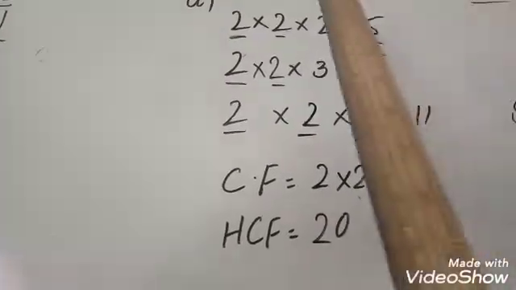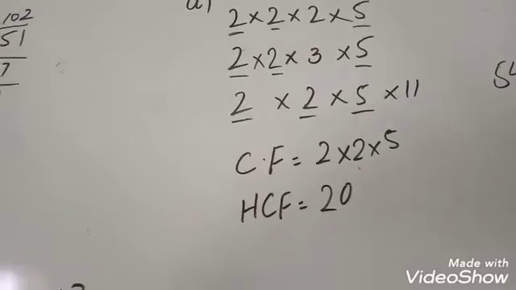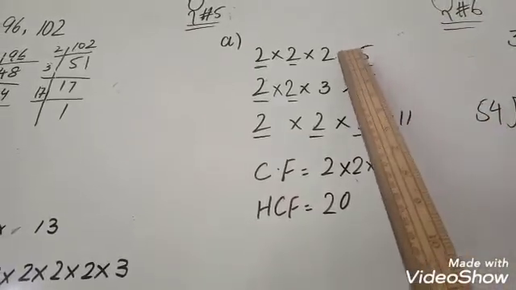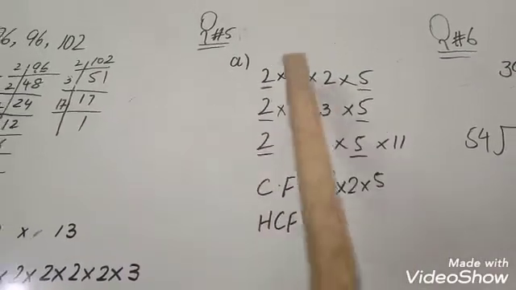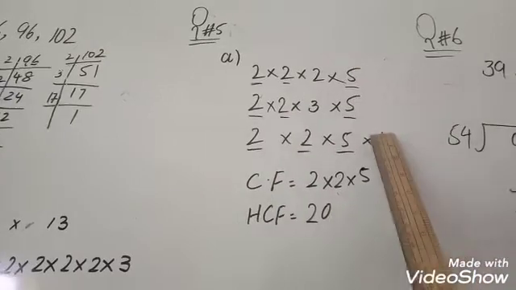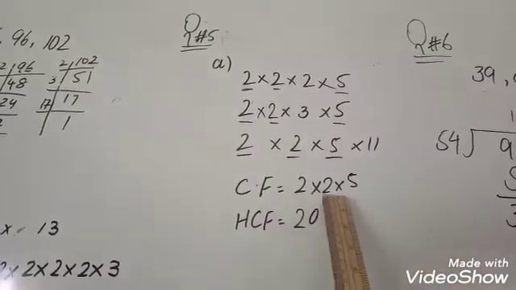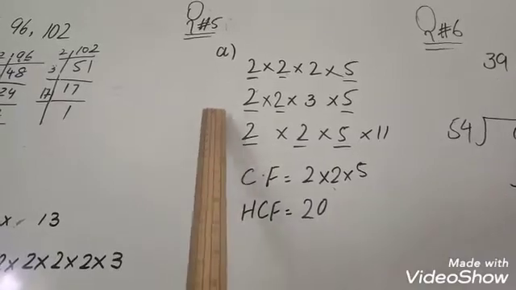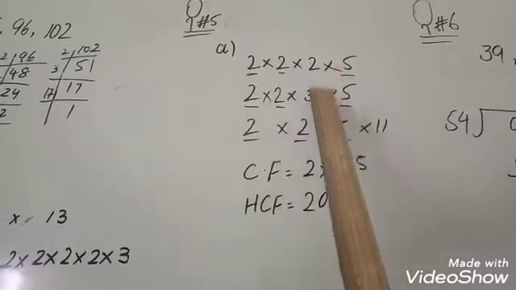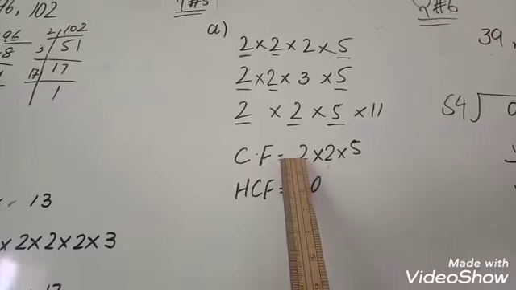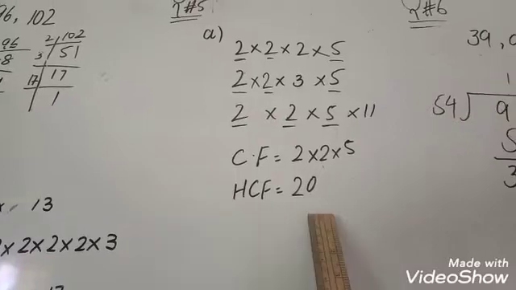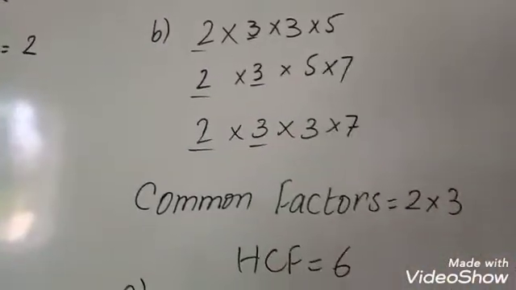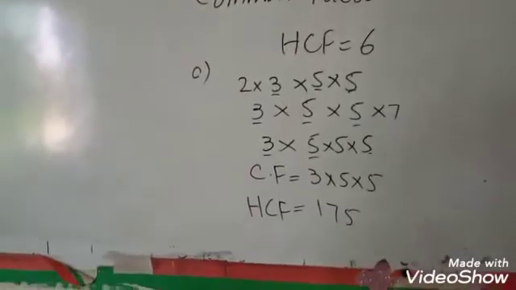Question number 5. Find the HCF. Here already common factors are written already, so we just underline common factors. 2 2 2, and this 2 2 2, and 5 5 5. So write here 2 multiply 5. We just write one time these 2, one time these 2, and one time this 5. Now we multiply this. 2 to the 4, 4 5s are 20. HCF is equal to 20. B part is also same. C also.